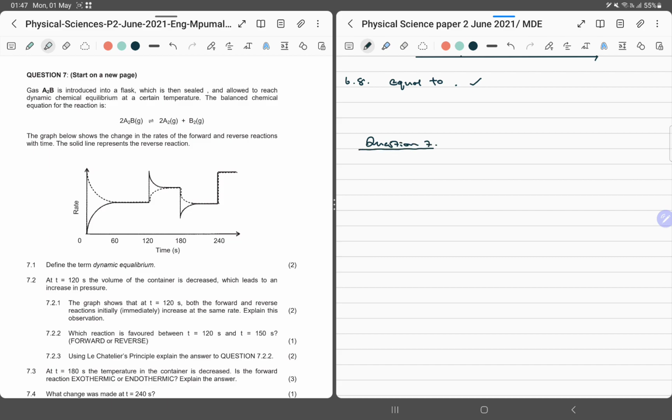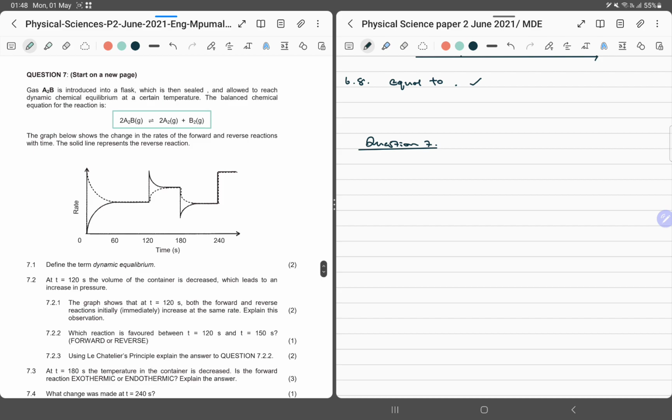Question 7. Now we're told gas A2B is introduced into a flask, which is then sealed and allowed to reach dynamic equilibrium at a certain temperature. Now, the balanced chemical equation is this one. So we've been given stuff that we need. Not a big deal. Now it says the graph below shows the change in the rates of the forward and reverse reactions with time. Okay, great stuff.